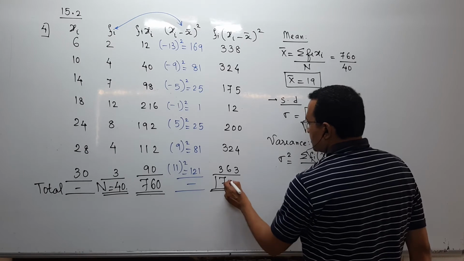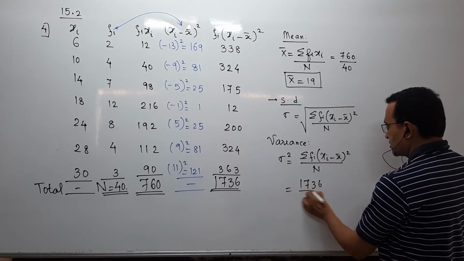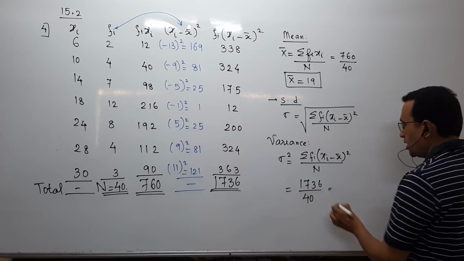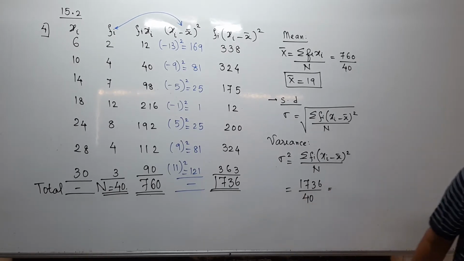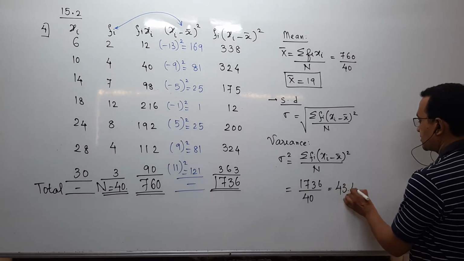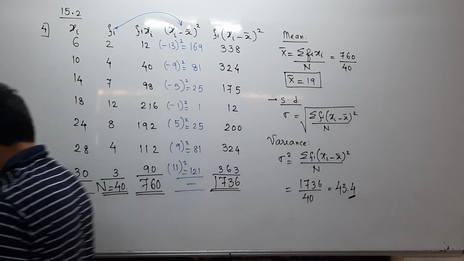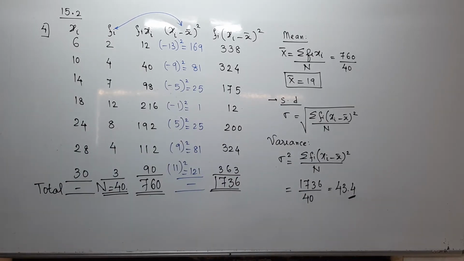And variance is simplified as 1736 divided by 40. So the answer is 43.4. Final answer is, students, 43.4. So these are simple calculations which are only based on your calculating ability.